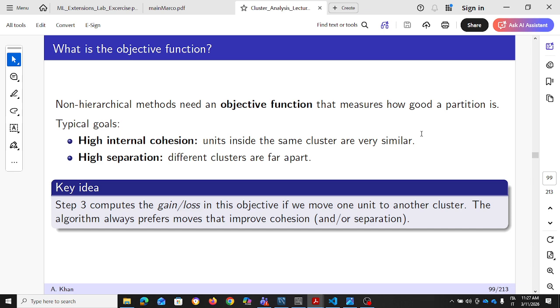Keeping in mind the objective, which should be very clear: inside each cluster we should have high internal cohesion. Each point inside the cluster should be very similar. And between two clusters we should have separation. So this is our objective. To go into this objective, we will do it after a 5 minute break.